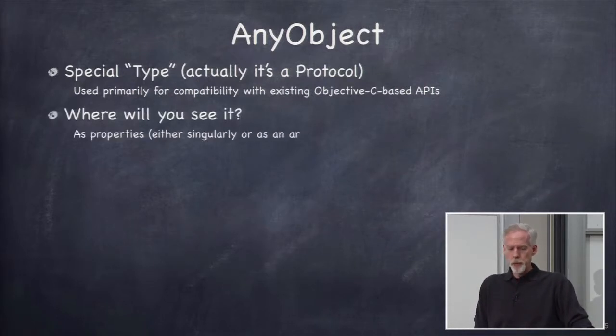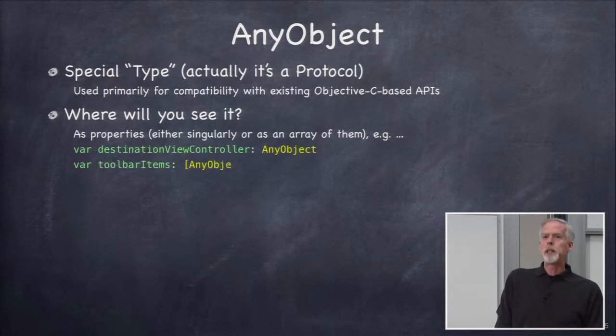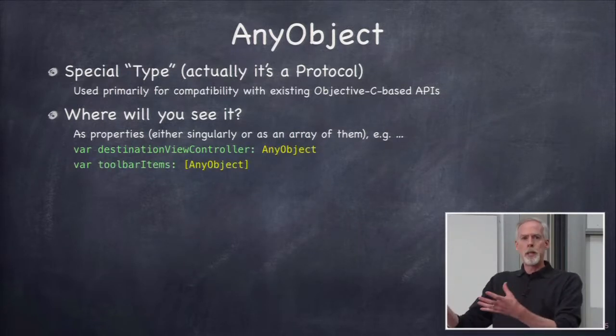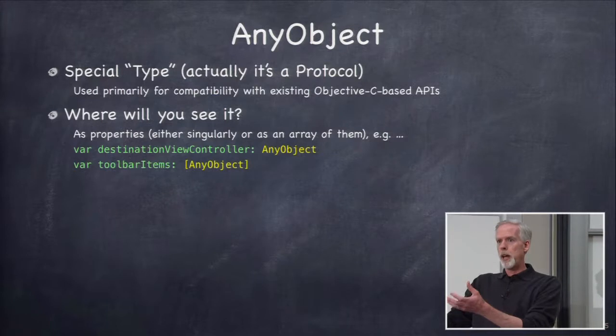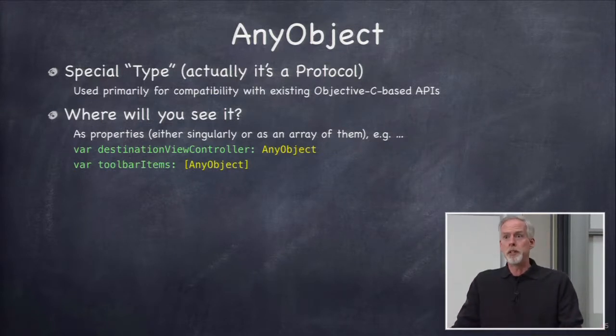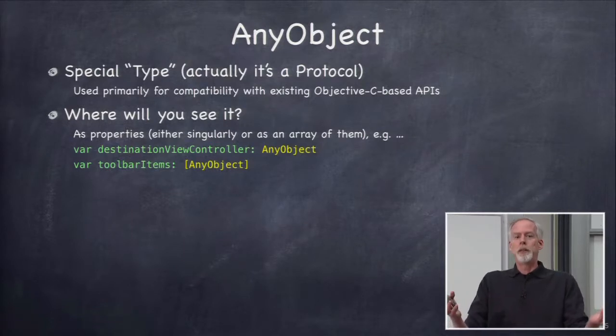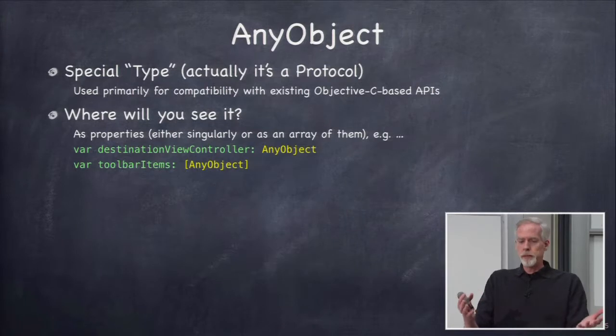All right, so what is AnyObject? And where will you see it? So AnyObject means a pointer to an object, meaning an instance of a class, that you don't know what the class is. So it's just kind of a pointer to an unknown class, which seems kind of weird, and it is kind of weird. So we're going to have to play around to be able to use it. But that's what it is.